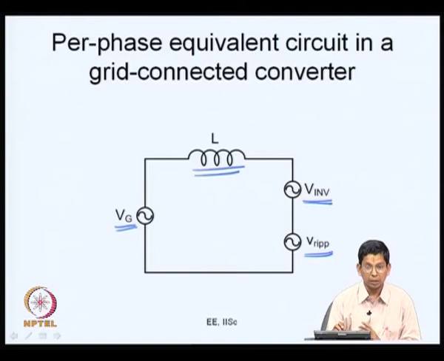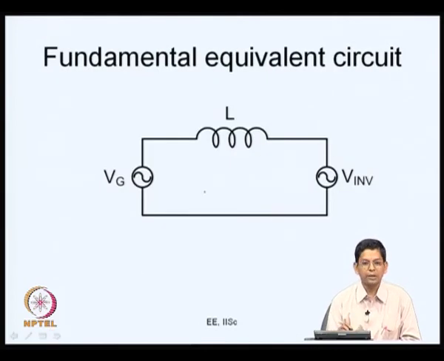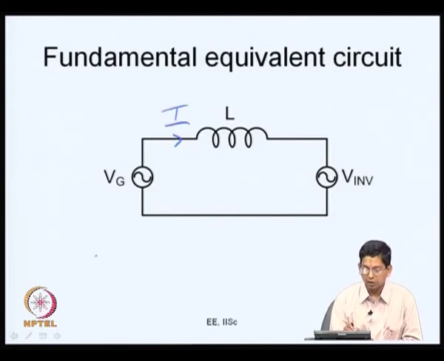The inverter output voltage, the terminal voltage, has a fundamental at the line frequency, plus some ripple added to that. The ripple is the sum of all the harmonics. If you want the fundamental equivalent circuit, that is, you want to calculate the fundamental current drawn through this, then you can just ignore the ripple here. This is your equivalent circuit now. And if you are drawing a certain amount of current I, you can even draw a phasor diagram.